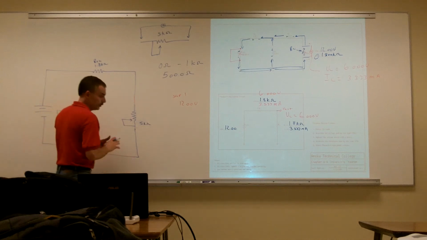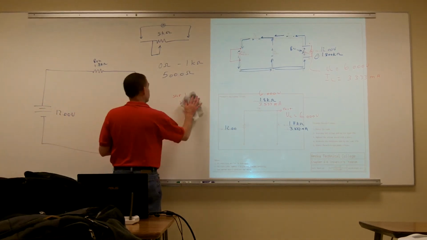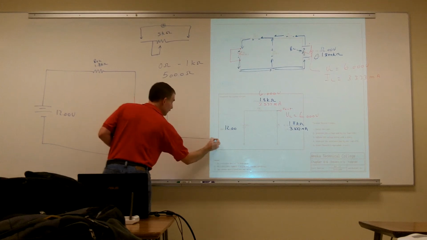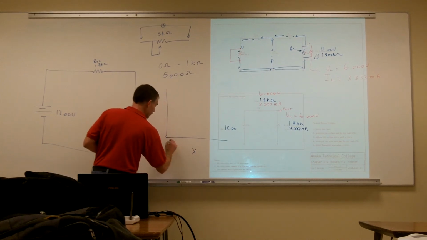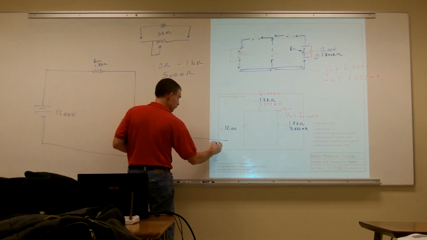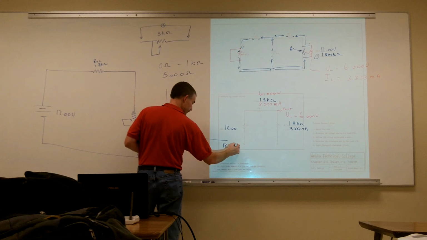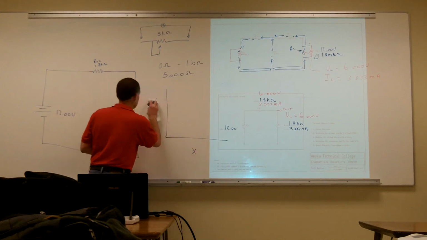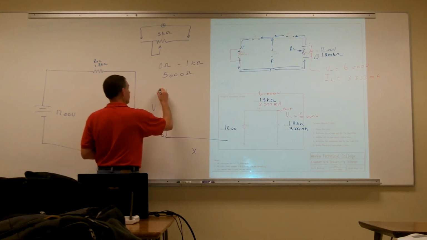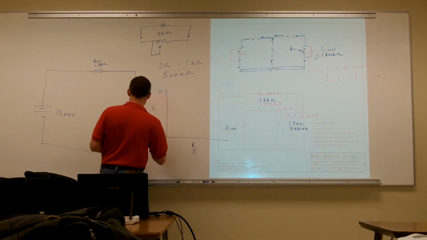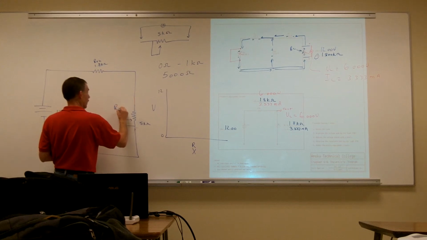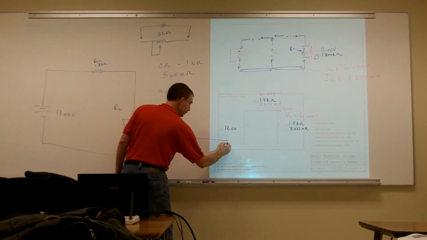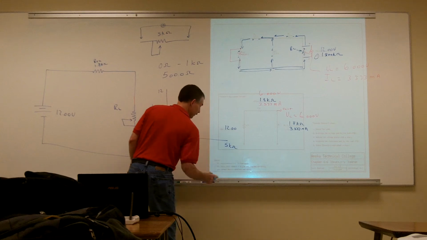If we're just looking at our graph, here's my X. This is going to be my voltage, from 0 to our maximum voltage that we can never get, 12 volts. And this will be my resistance, we'll call it RL. That's going to go from 0 ohms up to 5 kilo ohms.